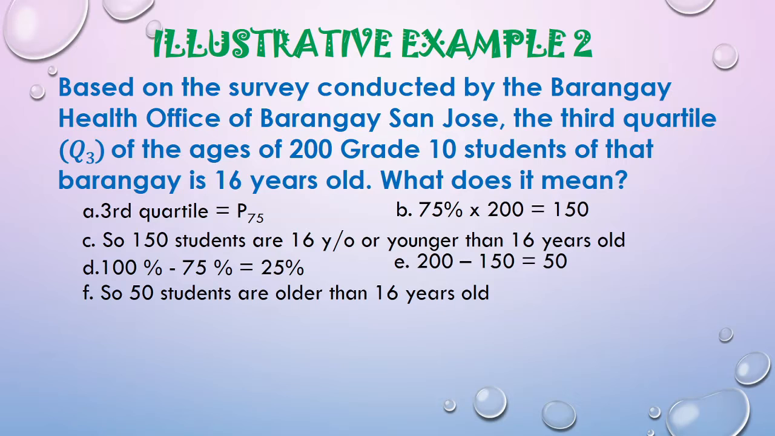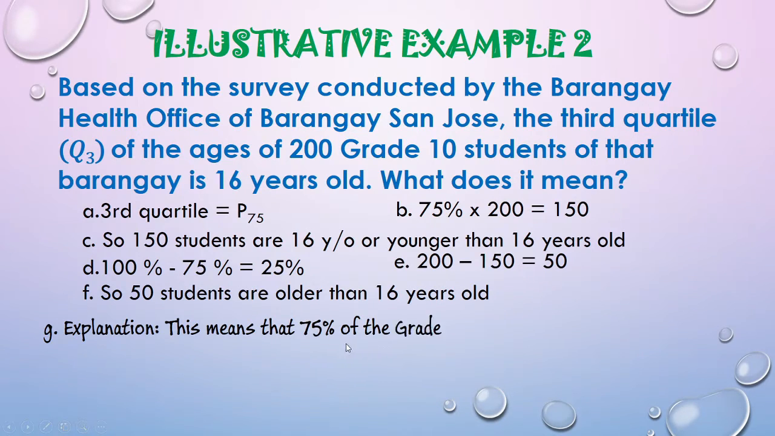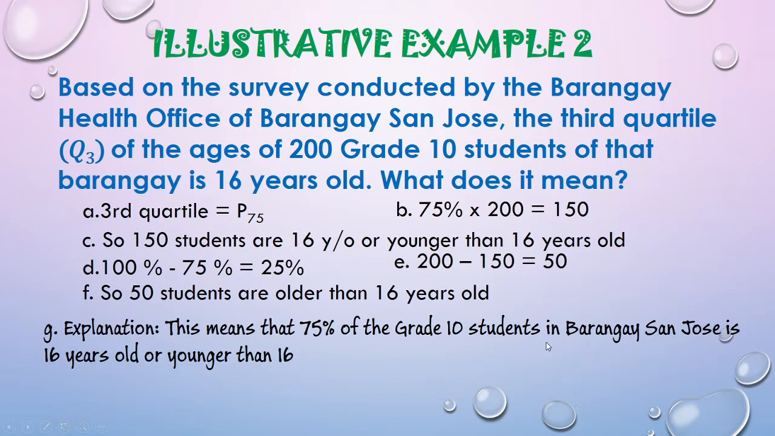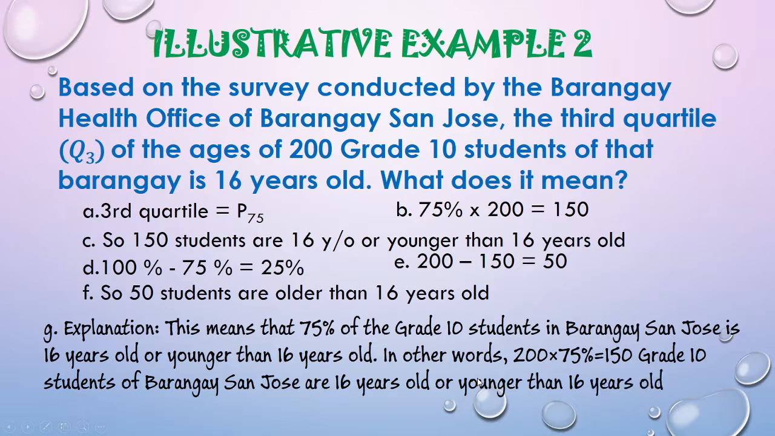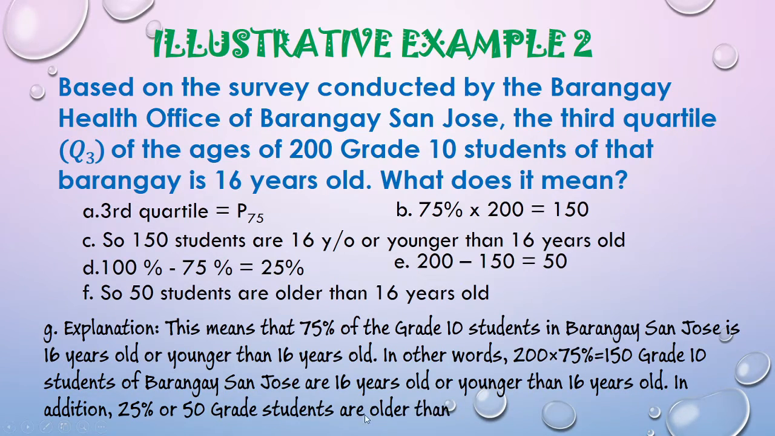So, ganun ang pag-i-interpret. Kukunin nyo yung both sides. So, explanation: this means that 75% of the grade 10 students in Barangay San Jose is 16 years old or younger, and 25% or 50 grade 10 students are older than 16 years old.